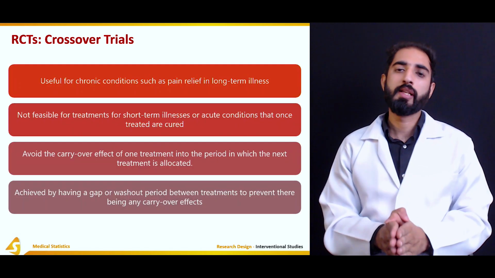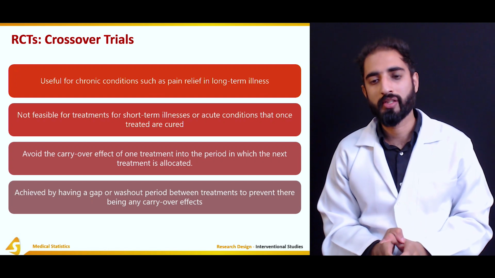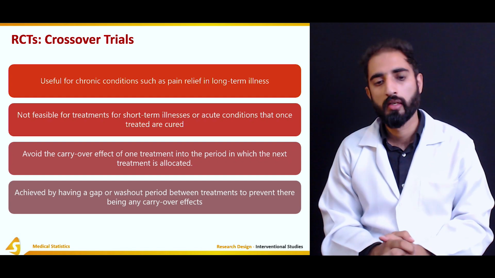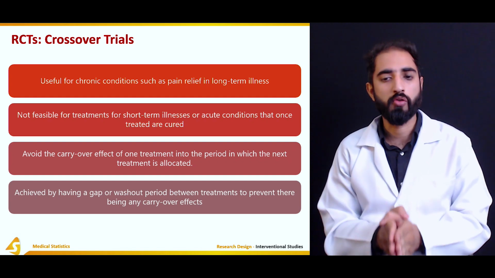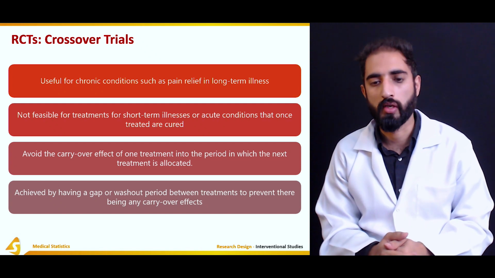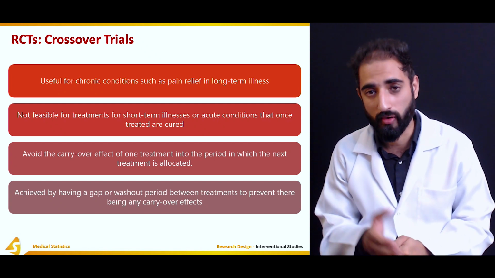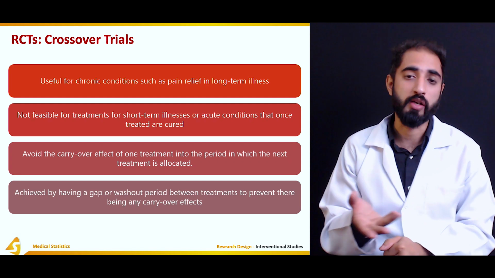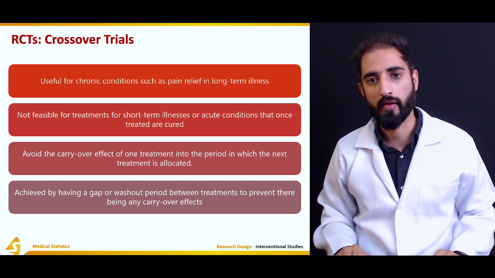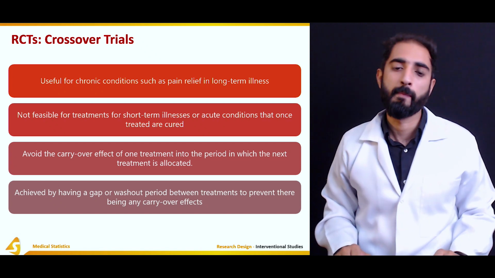So crossover trials are useful for chronic conditions such as pain relief in long-term illness such as osteoarthritis, and they are not feasible for treatments for short-term illnesses or acute conditions that, once treated, are cured, such as the use of antibiotics for infection. So if an infection is once treated, you cannot then change the group and once again see the effects of the other intervention.